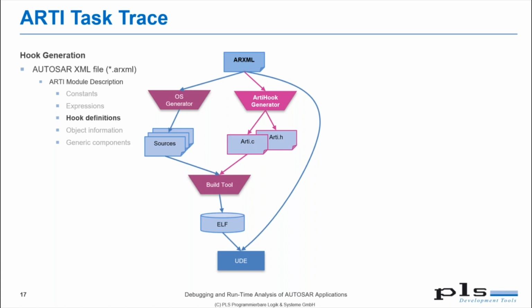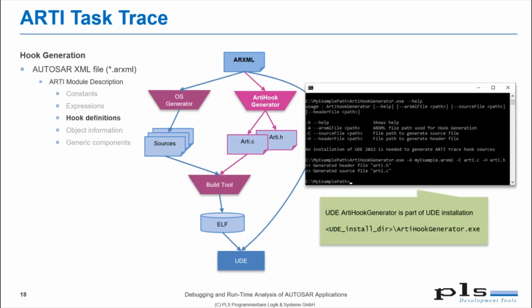Yeah, basically it's a C file and header file that has to be linked to your application. And this RT hook generator is in the responsibility of the debug tool. For that reason, in UDE, we have such a RT hook generator that we provide. It can be very easily invoked in the build process. It generates the hook information. You can compile it, and then you can trace based on these hook information.